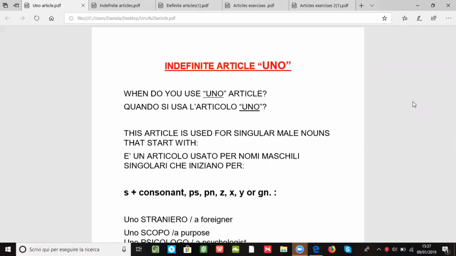Hello, and welcome to the next lesson. And let's move on with the indefinite article uno. When do you use the uno article? Quando si usa l'articolo uno? This article is used for singular male nouns that start with, in Italian, è un articolo usato per nomi maschili singolari che iniziano per S plus consonant, PS, PN, Z, X, Y, or GN.